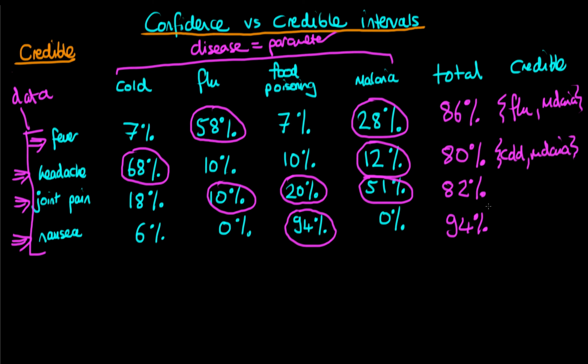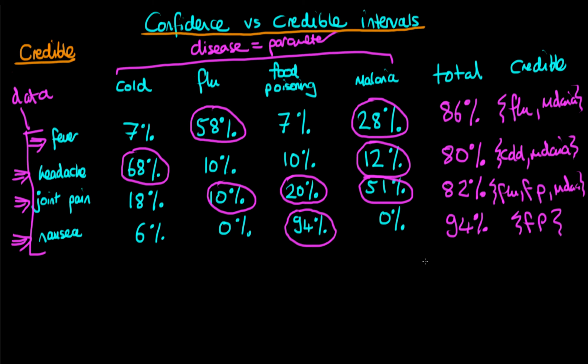So quite extreme differences in outcome there. If an individual comes to us with joint pain, then we say that that individual could have flu, food poisoning, or malaria. And finally, if an individual comes to us with nausea, then we say that that individual has got food poisoning. So how do we interpret those credible intervals?